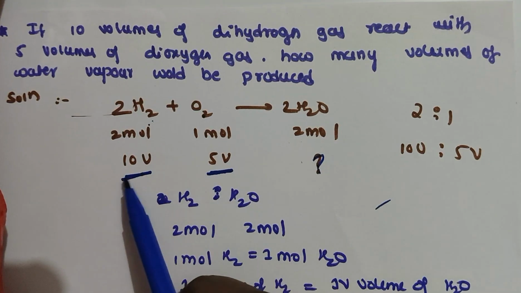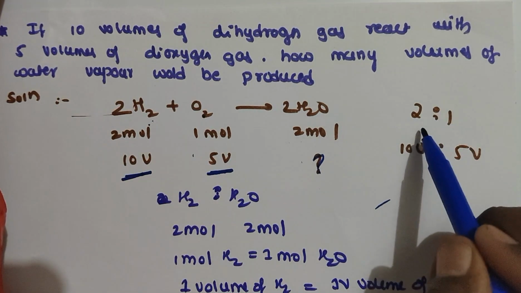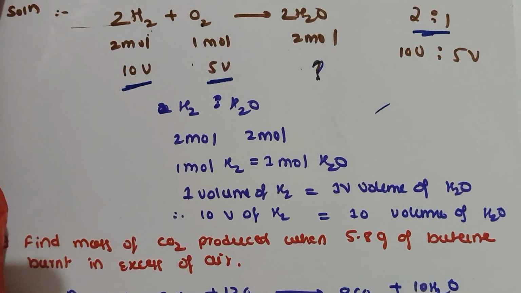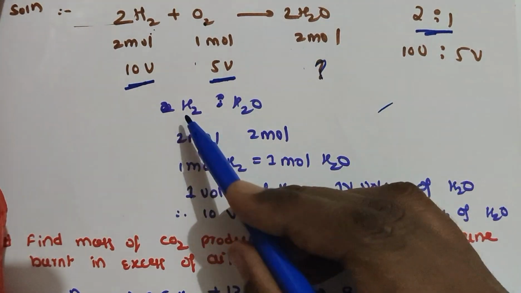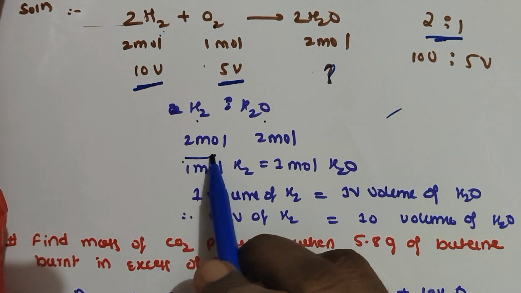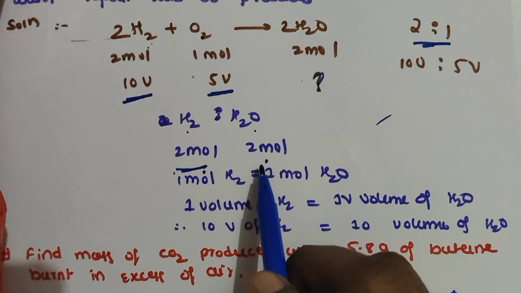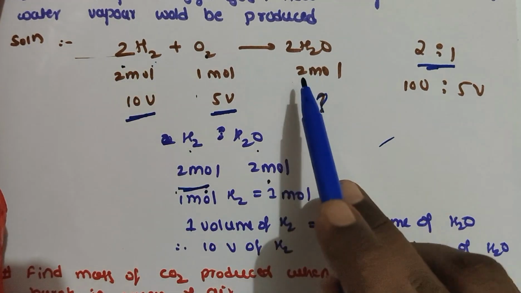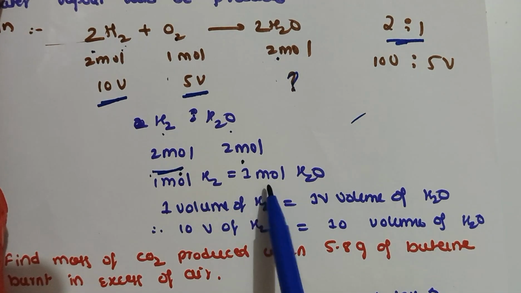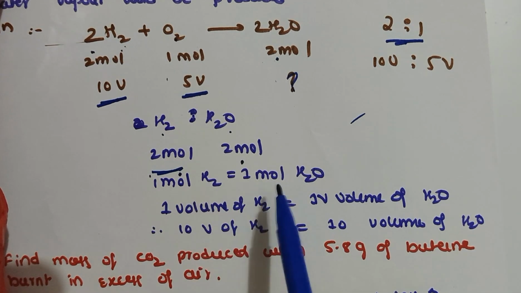What is the relation between these two? 2 is to 1, 10 volumes and 5 volumes. Again, by the unitary method, write down the relationship between hydrogen and water. 2 moles of hydrogen give 2 moles of water. So 1 mole of H2 gives 1 mole of water.